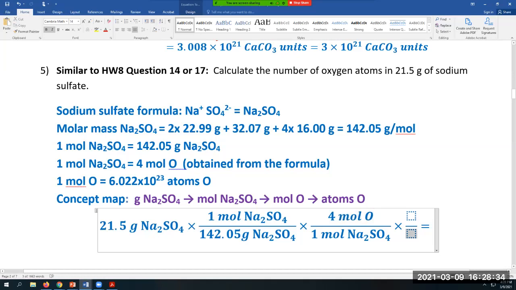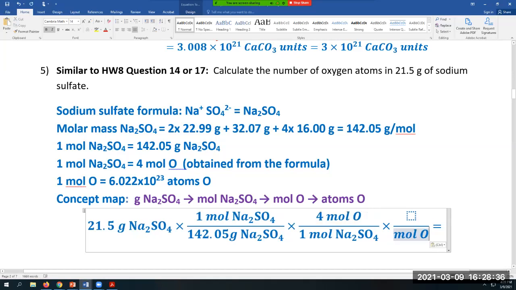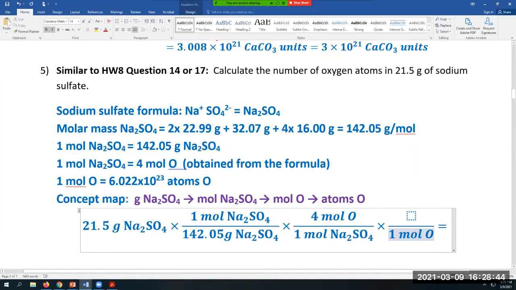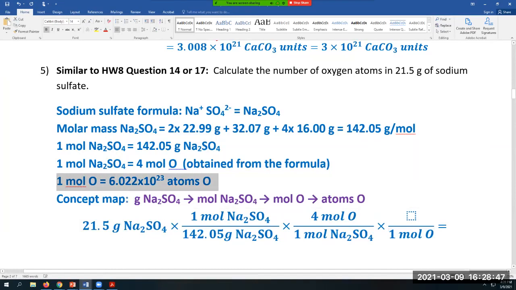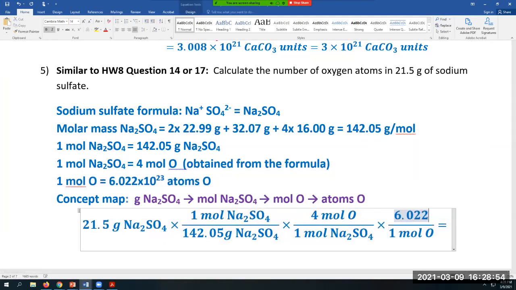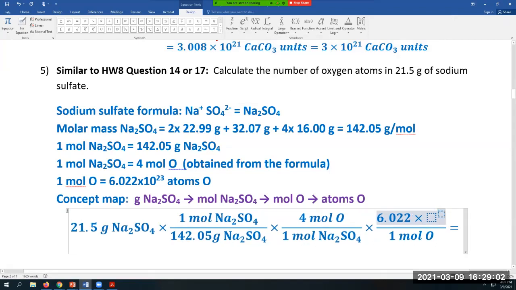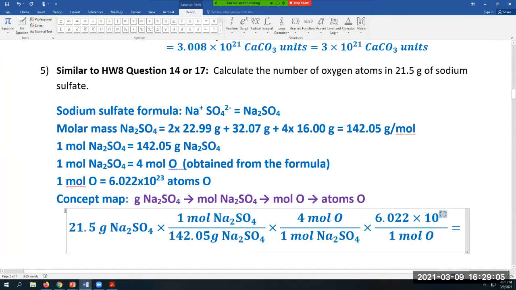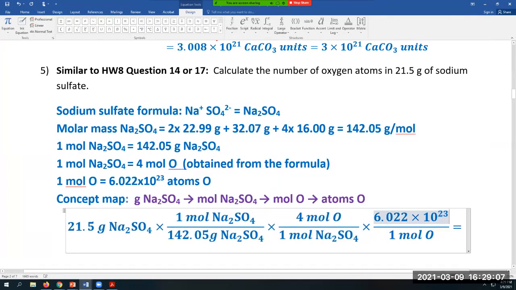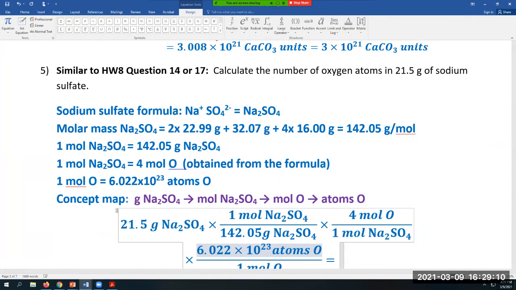Which we want to cancel in the next step. So you want the moles of oxygen on the bottom of the conversion factor that comes after. And that's going to be 1 mole of oxygen here, because we will use the definition of the mole to get the number of atoms. And so on top, it's going to be 6.022 times 10 to the 23rd. And the particles here are atoms of oxygen.